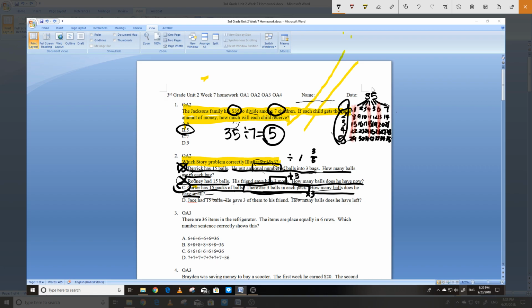By process of elimination, we know D is also incorrect. We don't even have to look at it, okay? But let's just look at it for today. Jace had 15 balls. He gave 3 of them to his friend. How many balls does he have left? The key word is he gave 3 of them to his friend. When you give someone 3, you take 3 from your own pile. So that is to subtract. That is why for number 2, C is the correct answer.